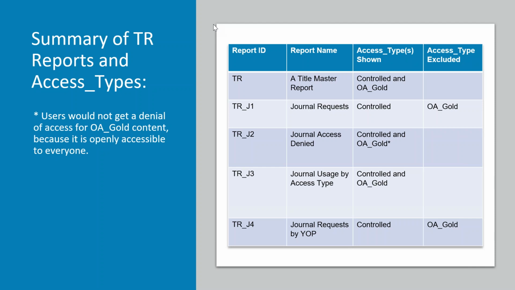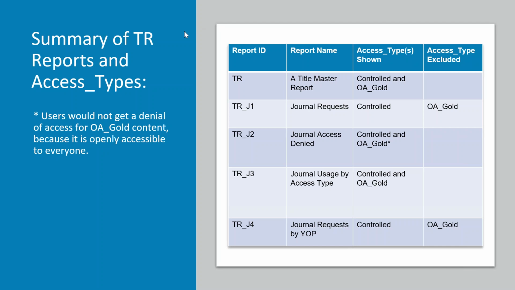The TRJ4 report also includes year of publication. So you might want to filter out any years where you have a separate license because you bought access to those years under a separate archival or backfile license. OA Gold is already eliminated, and again, it's a very quick way of doing that cost per use calculation. But as I say, the other reports are very useful for looking at the whole picture.